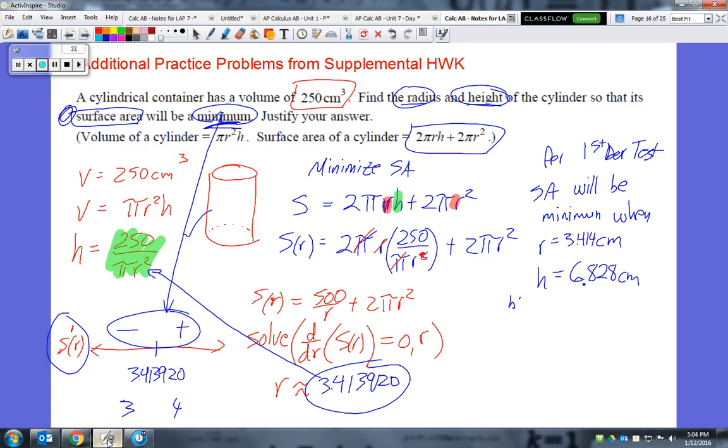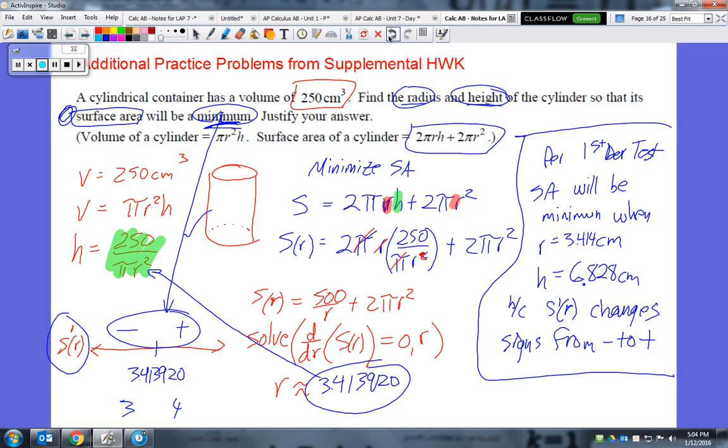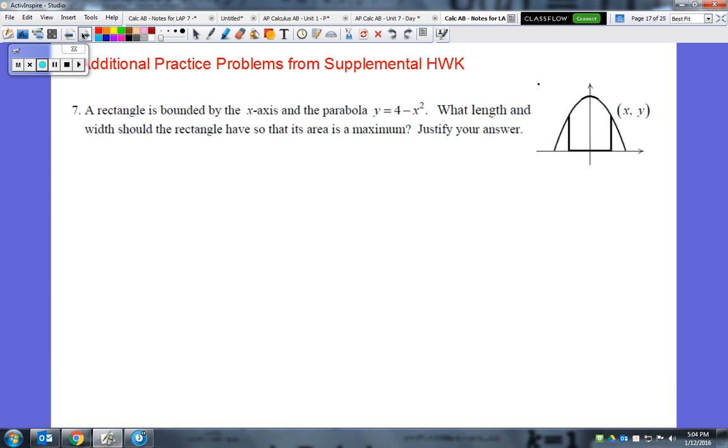And we say because S prime of R changes signs from negative to positive. Okay? And there it is. That's the work. Okay, so now what we're going to do is we're going to do number 7.